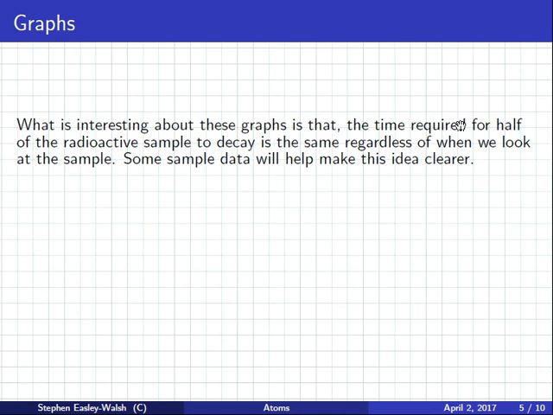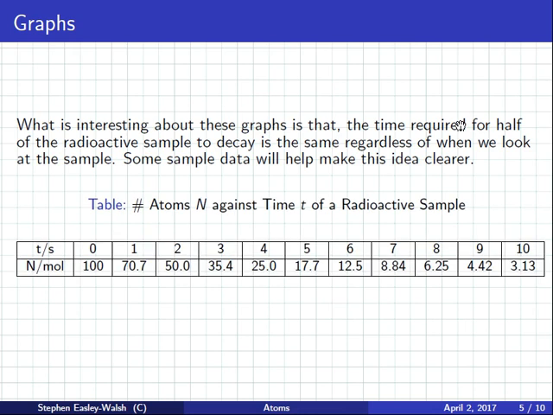Let me explain this with some data, okay? So here I have 100 moles. How long until I have 50 moles? 2 seconds. Yeah? Okay, let's say I have 50 moles. How long until I have 25 moles? 4 seconds. Yeah, so 2 more seconds pass.